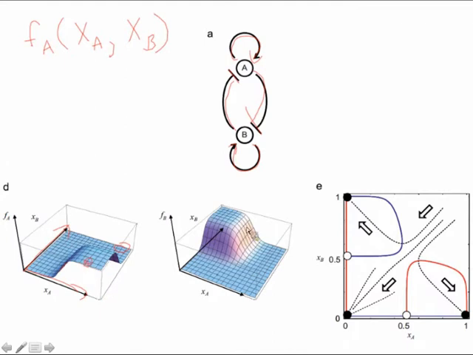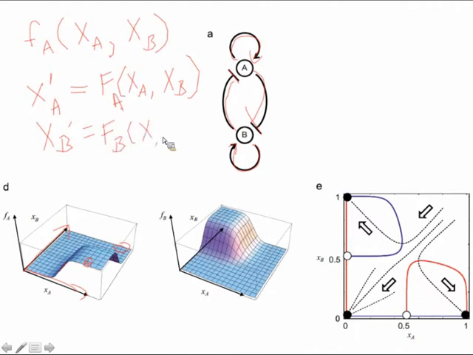And so we can take a look at these phase portraits. Since there's only three curves shown, I'll show another one on the next page. But basically, we've got the derivative of A with respect to T is going to be a function of X sub A and X sub B. And same thing over here with B, this is also a function of A and B.